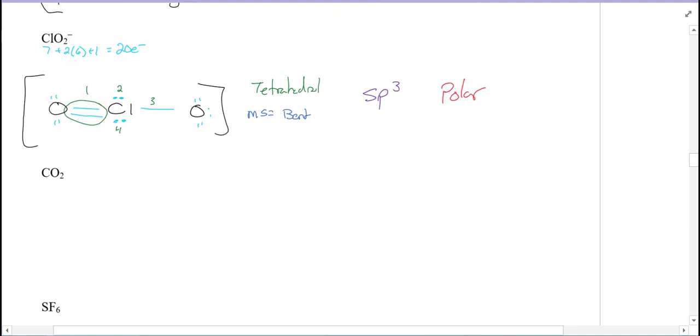CO2. Electron count. 4 plus 2 times 6 would be 16 electrons. Carbon in the middle. Bond. 2, 4, 6, 8, 10, 12, 14, 16. Oh, double bond both sides to minimize. Now we double bond both sides because now the formal charge is 0 for everybody.